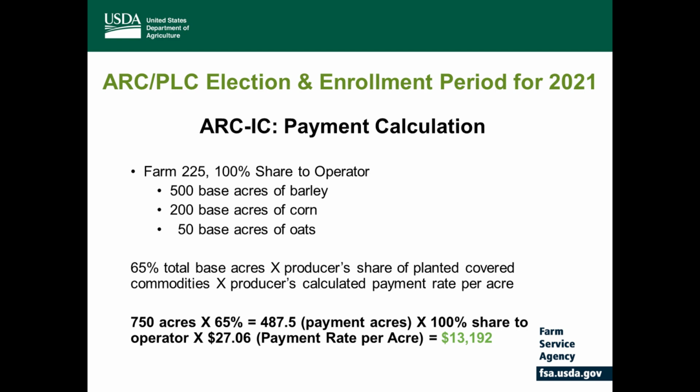Something important to note is, again, if an enrolled ARC-IC farm is planted entirely to non-covered commodities, then there's going to be no payment issued for the base acres from that farm. If you have a farm that's all alfalfa, there's not a covered commodity to use to figure these calculations for revenue and benchmark. So it would not be eligible for an ARC-IC payment.